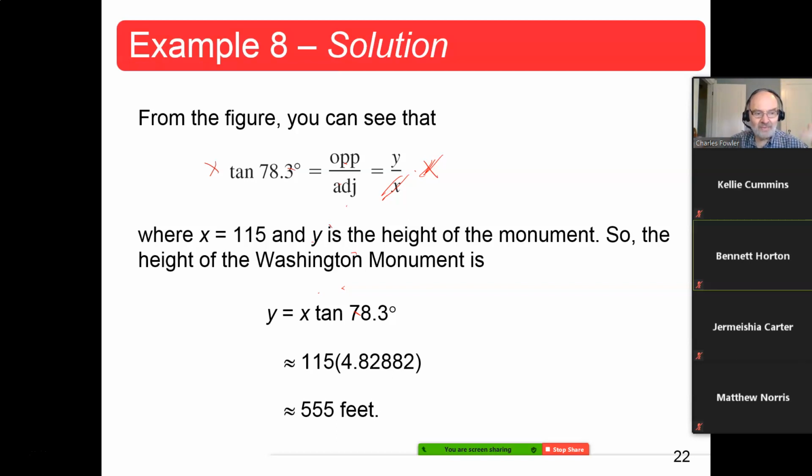Right after that example, guess what? There's a checkpoint. Please do the checkpoints as soon as you can outside of class.